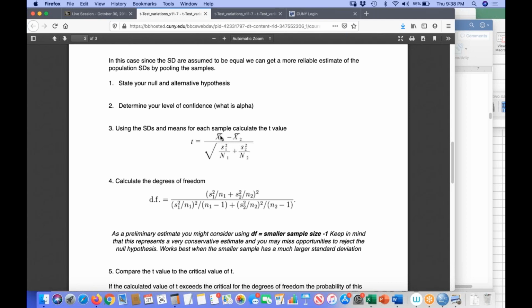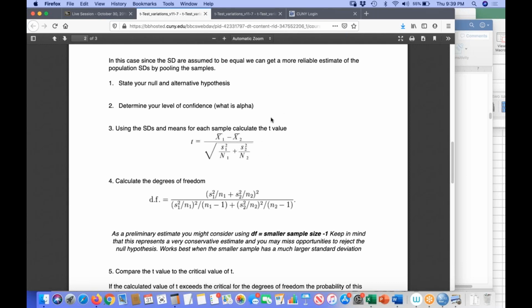Well, the top part is X bar 1 minus X bar 2, the difference in the two means. The bottom part is the square root of the standard deviation of group 1 squared over the sample size of group 1, plus the standard deviation of group 2 squared over the sample size of group 2. And then you combine those, so you add them together, you take the square root of the whole thing, that's your standard error. You divide that into your difference between your two means to get your T-score.